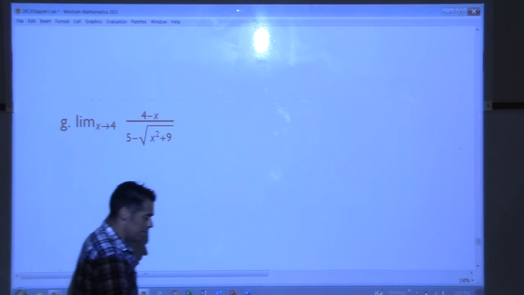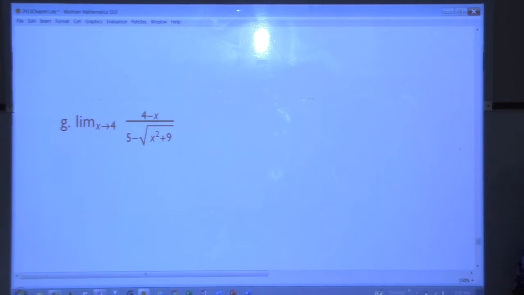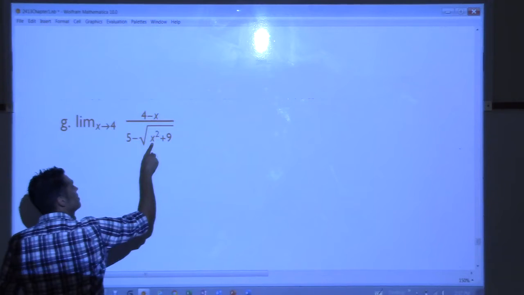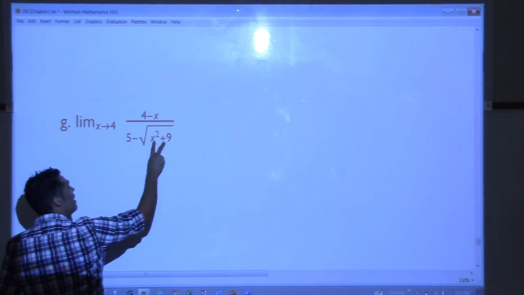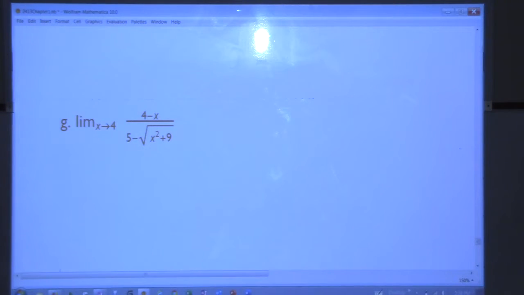Do we have a problem here? Well, the top's 0, right? We can all agree with that. The top is 0. The bottom is 4 squared, 16, right? Plus 9 is 25. What's root 25? 5. 5 minus 5? So what do you think we should pull out here to do this one? Like what technique?